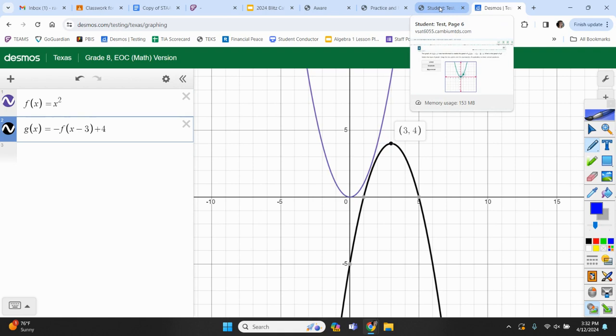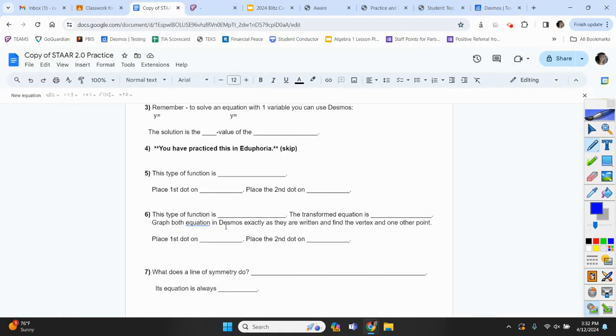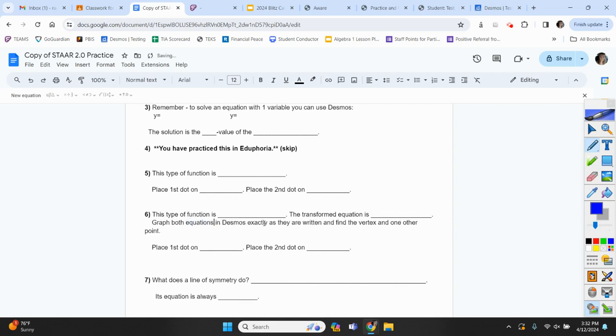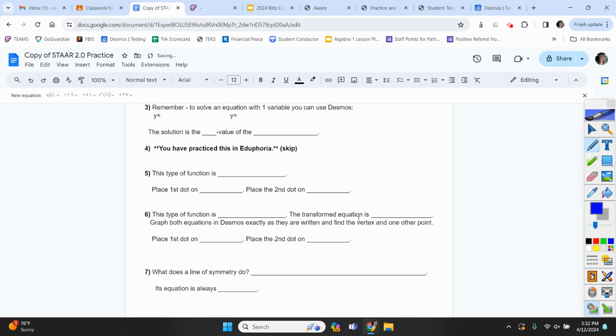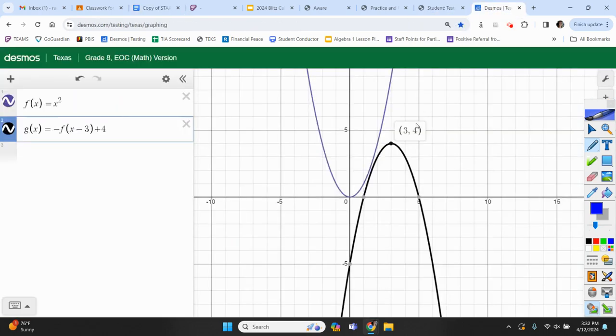Where is this? Number 6. So this type, I'm going back to the worksheet here. This type of function is quadratic. The transformed equation is quadratic. They both have to be the same. Graph both equations in Desmos exactly as they are written and find the vertex and one other point. So place the first dot on the vertex, which in this case we said was (3, 4).